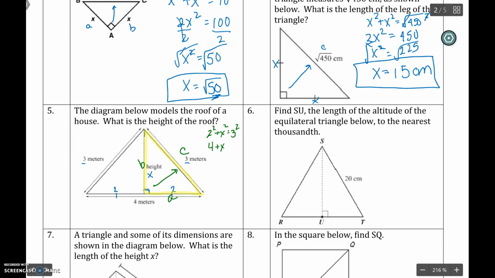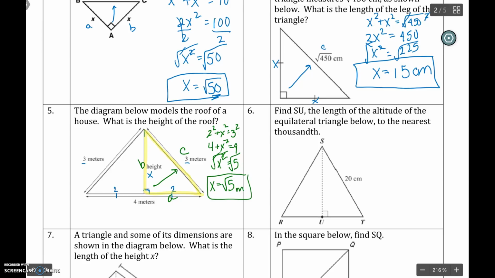And 4 plus x squared equals 9. Subtract 9 from both sides and get 5. And then when you square root, the square root of 5 doesn't work out evenly, and this doesn't say to round, so we're just going to leave it at radical 5, and then we'll put the m in for meters.